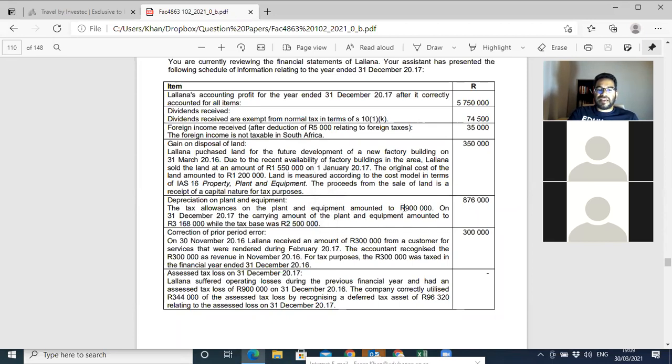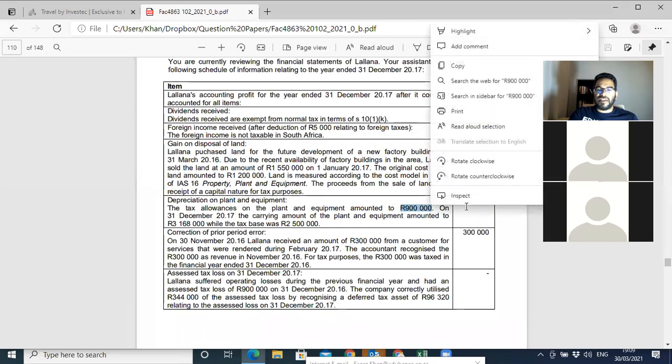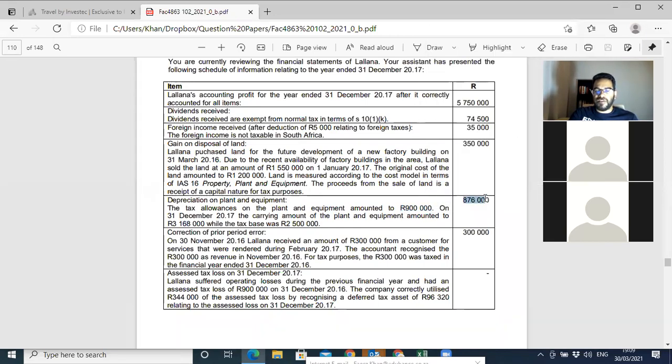So the current year's tax allowance is 900,000. The current year's depreciation is 876. There's a difference between 876 and 900. In this case, it is a temporary difference. All temporary differences we factor into our deferred tax calculation. So you want to expect this column or this row to come through in the deferred tax calculation.